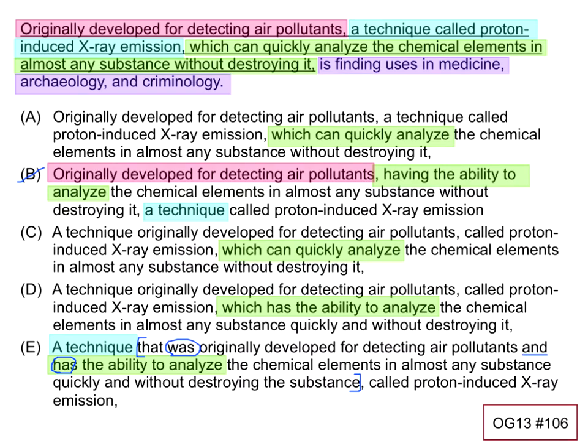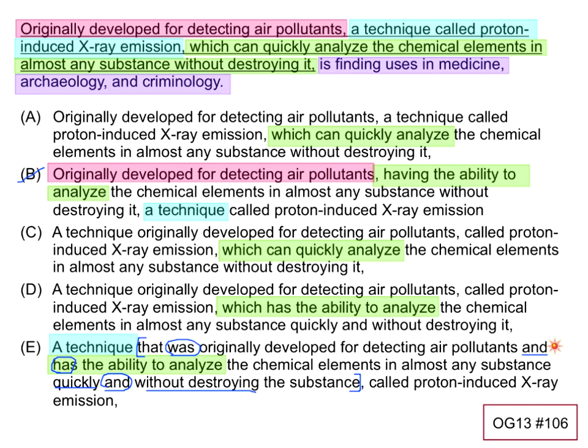So yeah, there are two ands. You can't have two ands in sentences. So there's some, but we might want to check parallelism, for example. So we've got was and has, those guys are okay. Let's see, the ability to analyze the elements quickly and without destroying the substance. Straight parallelism, that stuff's all okay. Might sound a little awkward with the and, so you might not like that part of it. And Pete's asking, should we have a that here? It'd be nice to have the that was originally developed and that has the ability, just to make clear. That would be a nice thing to have.